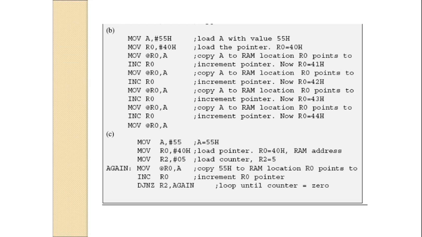So next is with loop. So you try to analyze this on your own and try to do it. Then we'll discuss this again in the next video.